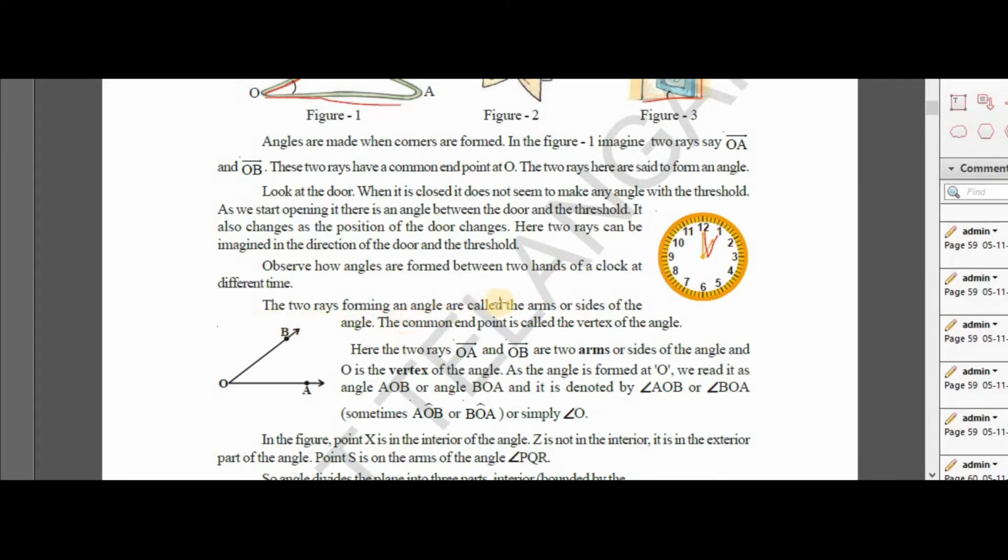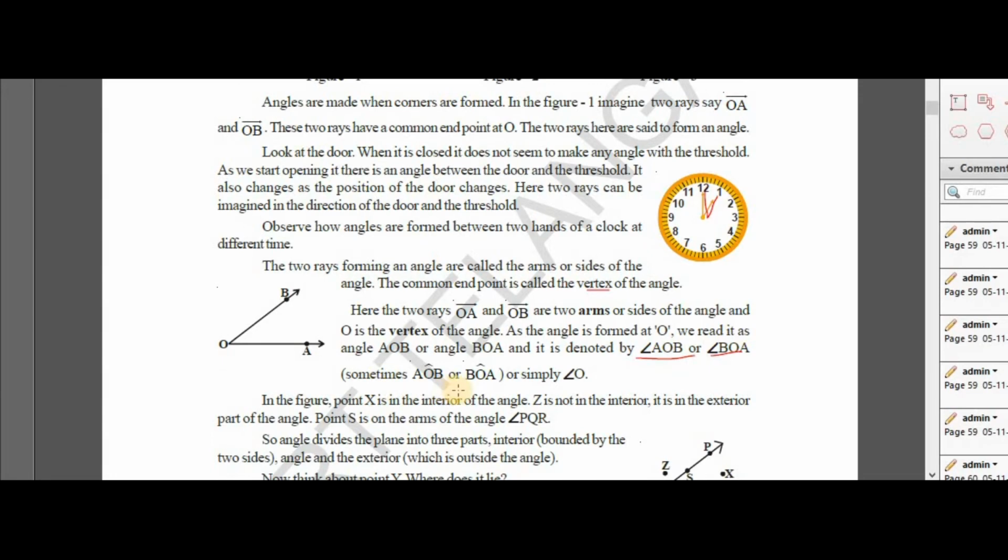The two rays forming an angle are called arms or sides of the angle. The common endpoint is called the vertex of the angle. Here the two rays OA, OB are two arms or sides of the angle, and O is called the vertex of the angle. As the angle is formed at O, we read it as angle AOB or BOA, and it is denoted by the symbol angle AOB or angle BOA. Sometimes we can call it like this, or simply, for whichever alphabet is showing an angle, we can show it like this.